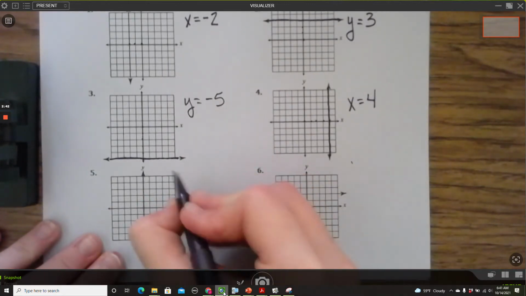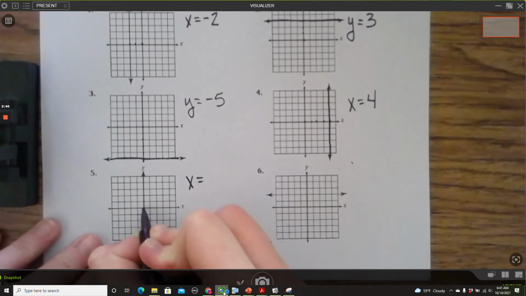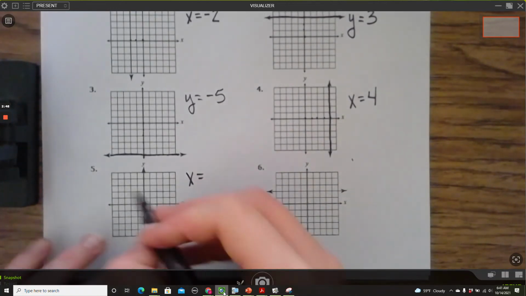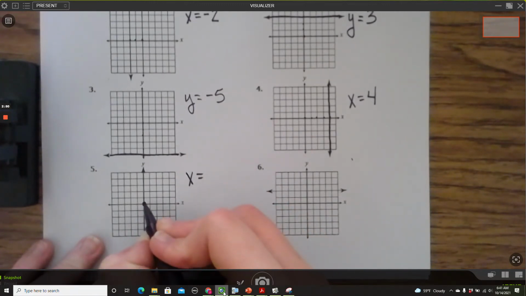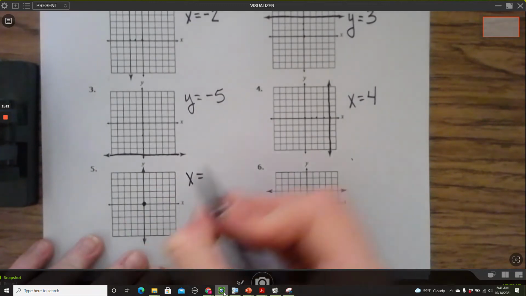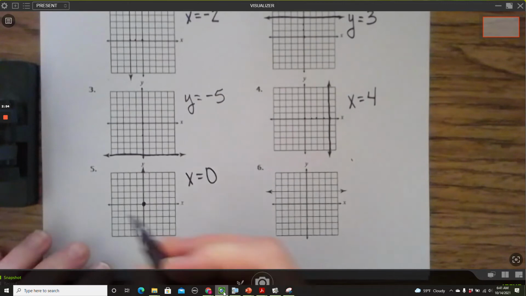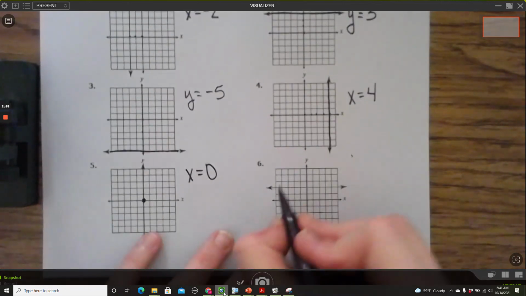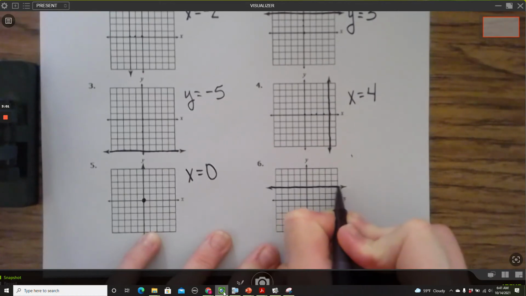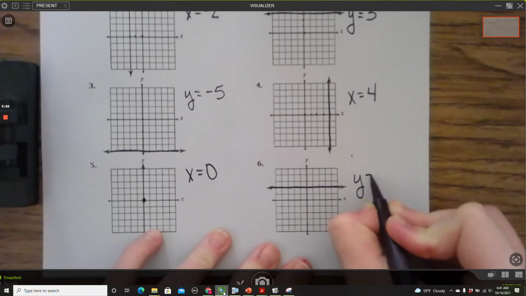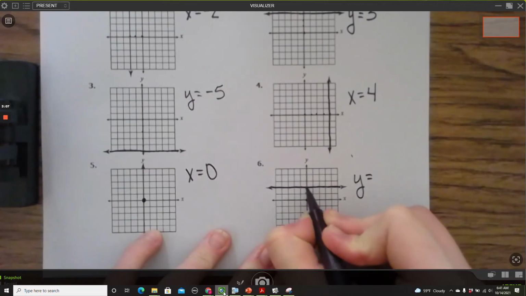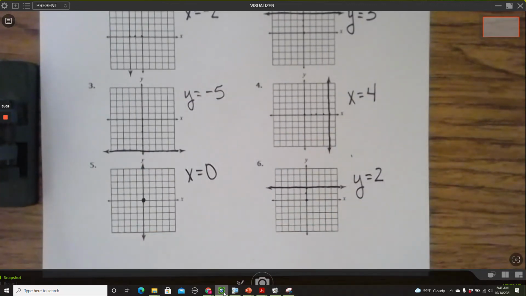All right, this bold line right here, that's the line. It's a vertical line, so it's x equals. And that vertical line literally goes through the origin. So any line that is vertical or horizontal and lines up with those axes is x equals 0. If it was horizontal, it would be y equals 0. And then finally, number 6 is one last horizontal line, so we know it's y equals. Here's the origin, 1, 2, so y equals 2.